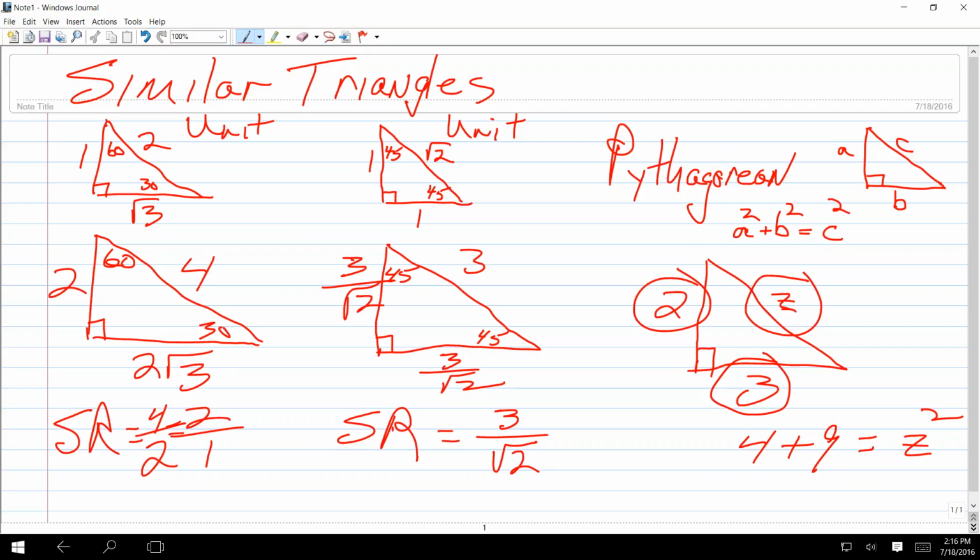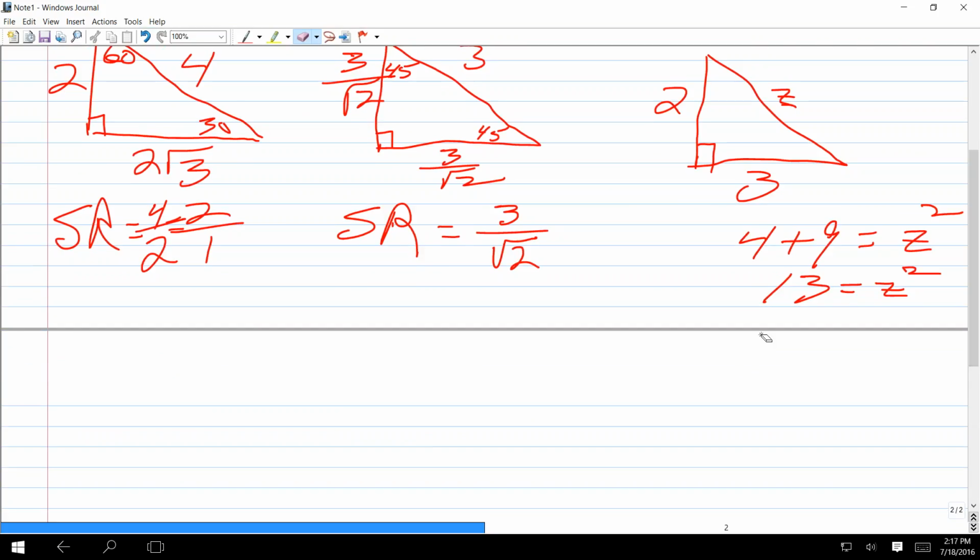Now solve for z. In other words, now I have 13 equals z squared. What's z equal to? We got to divide by z now. No, you don't divide by z. Take the square root of both sides. You have to find the square root of 13? That's the answer.